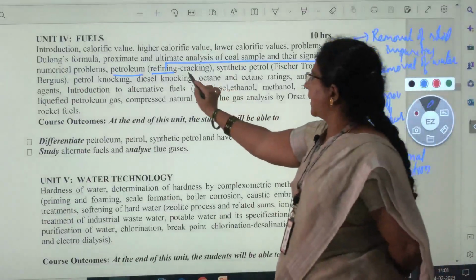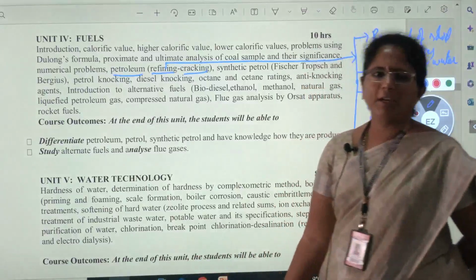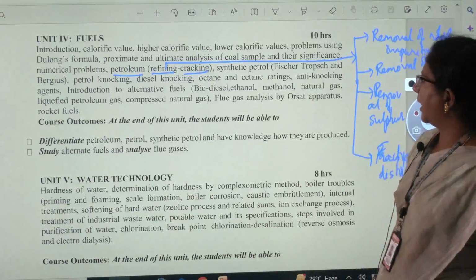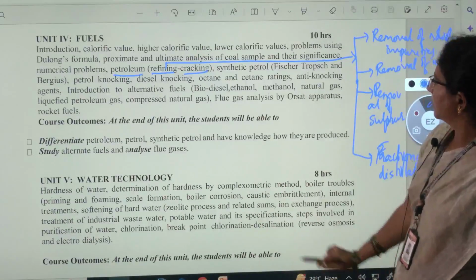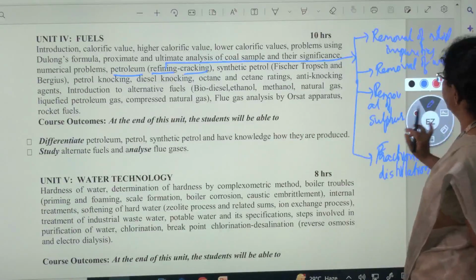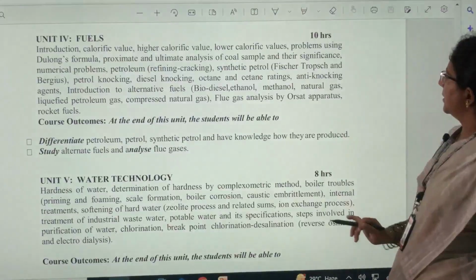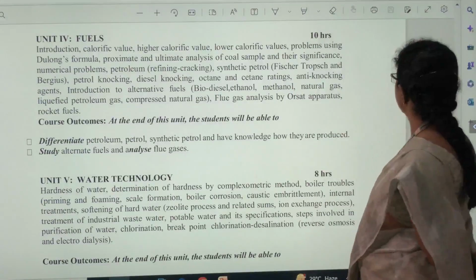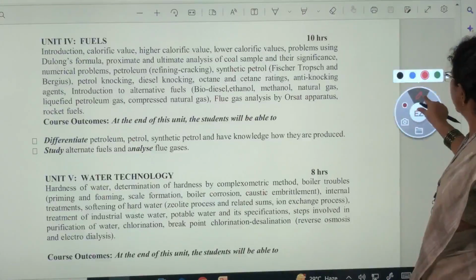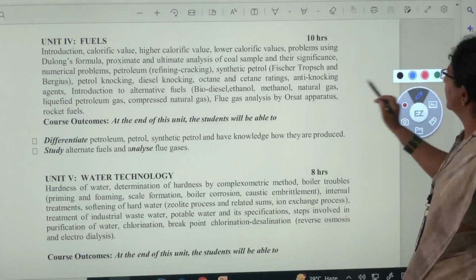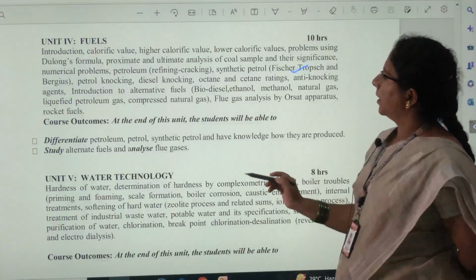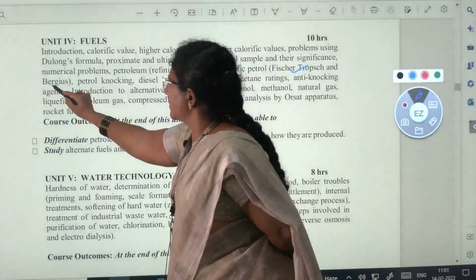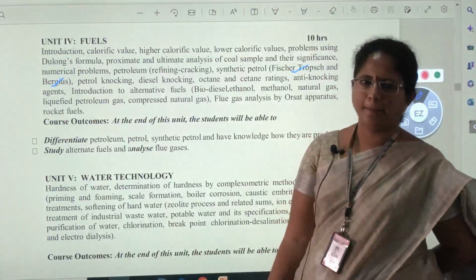And next one is cracking. So in cracking, we have to discuss thermal cracking and catalytic cracking. After that, synthetic petrol. So this synthetic petrol will be synthesized using the Fischer-Tropsch synthesis. And the second method for synthesizing synthetic petrol is the Bergius method.